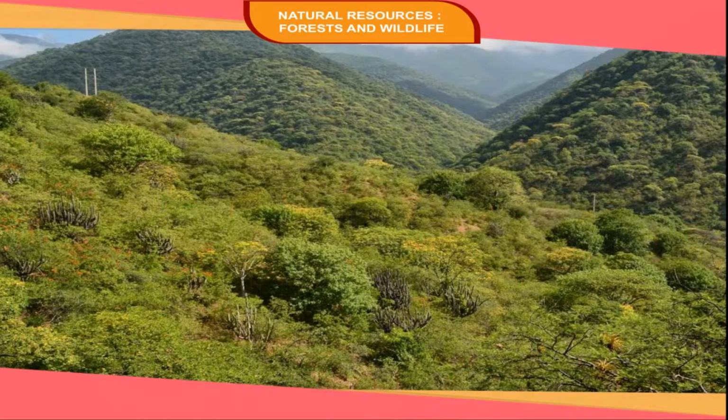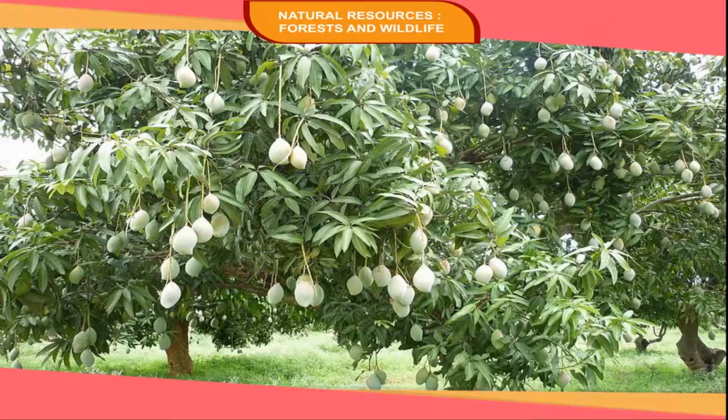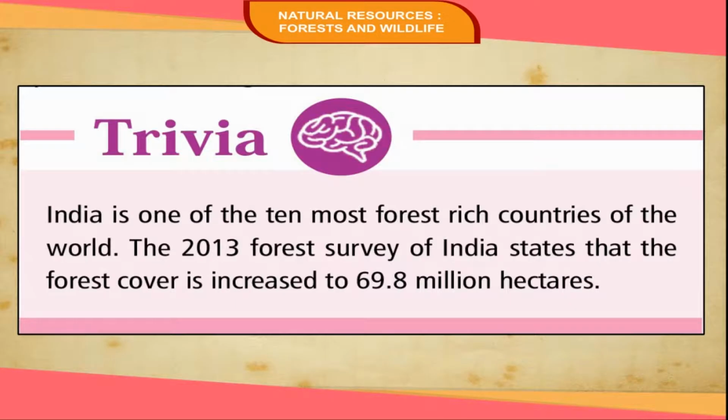These forests are found on large parts of the peninsular plateau. Teak, sal, shisham, neem and mango are the main species of trees grown here. Trivia. India is one of the 10 most forest-rich countries of the world. The 2013 Forest Survey of India states that the forest cover has increased to 69.8 million hectares.